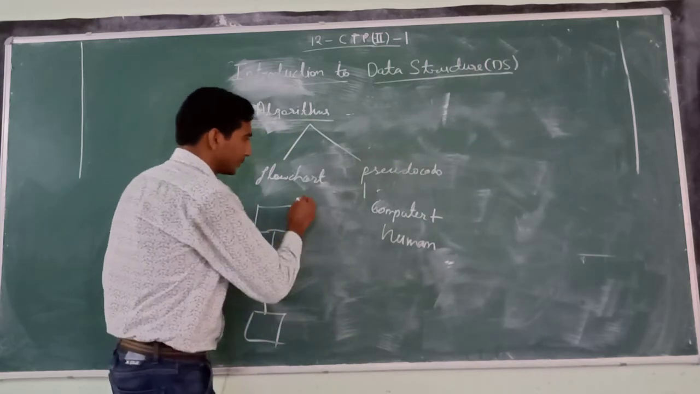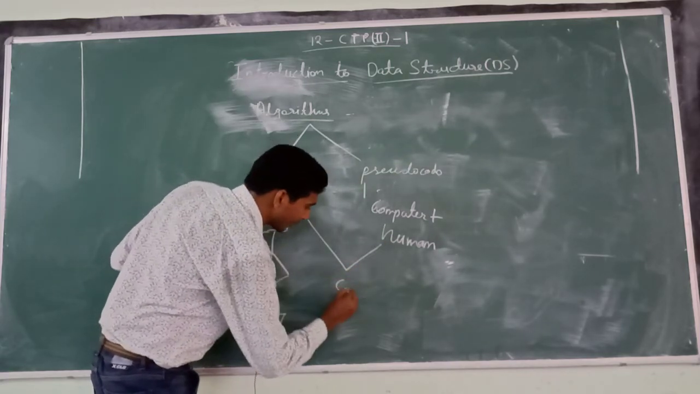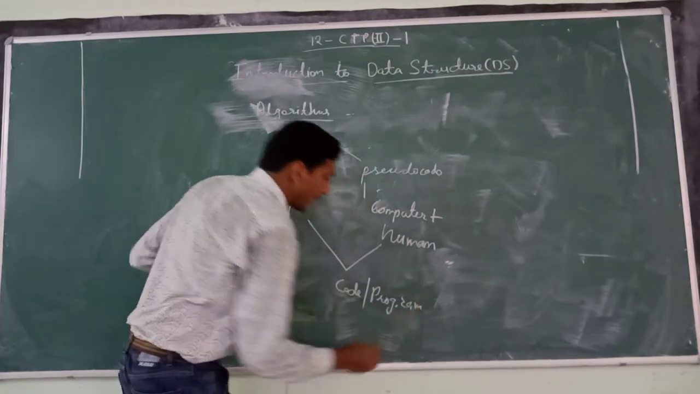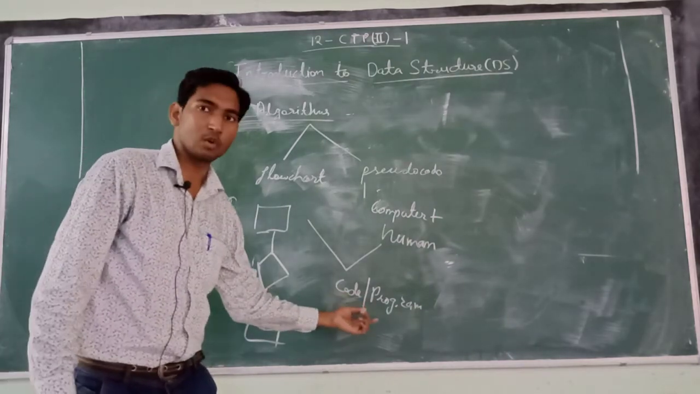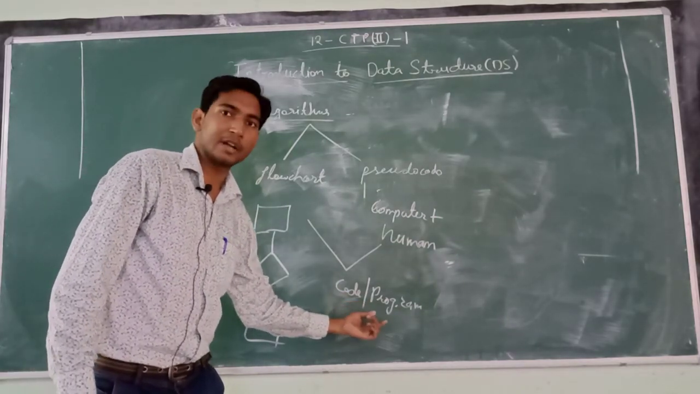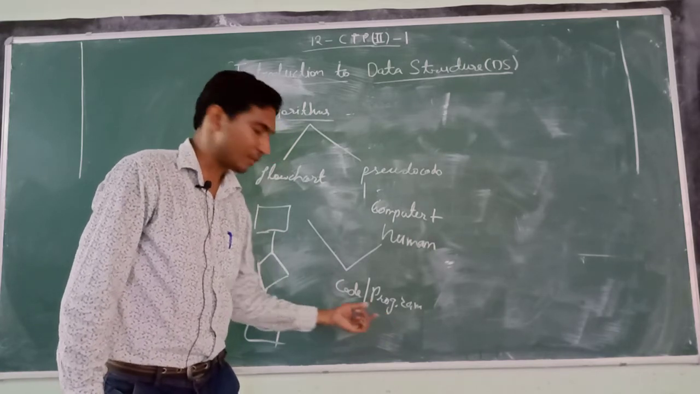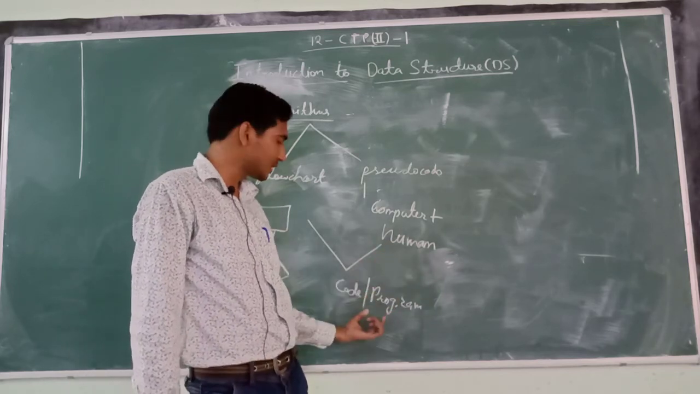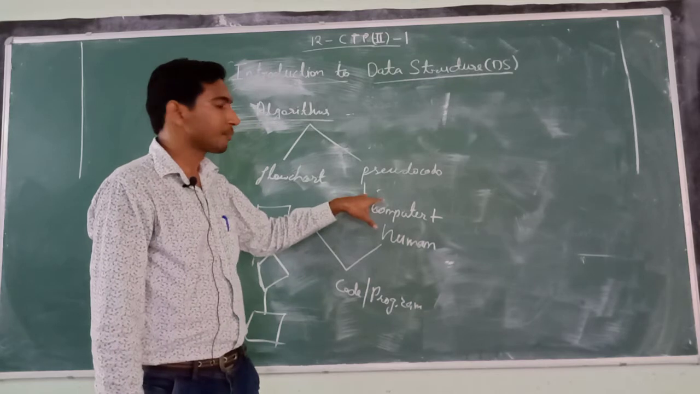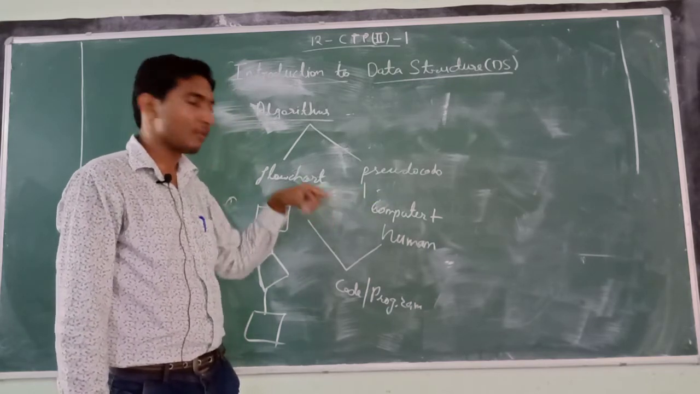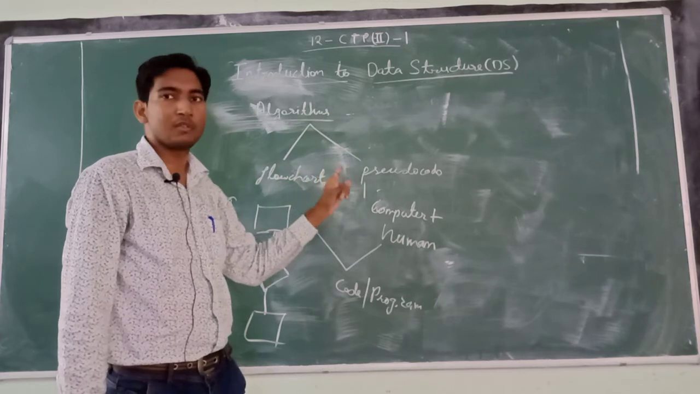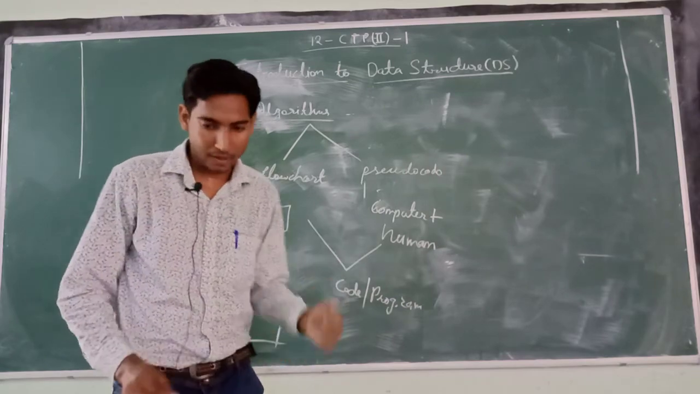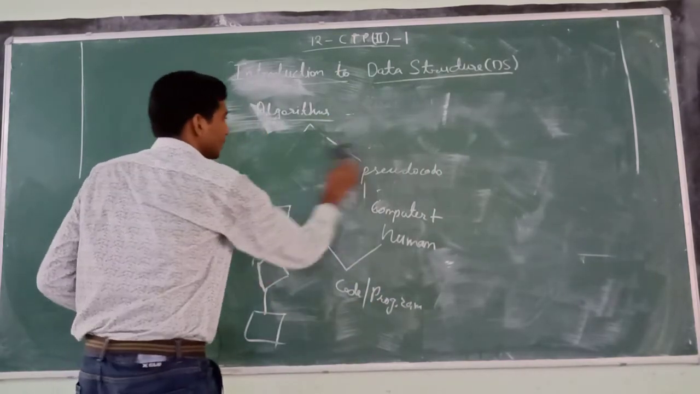By using these two, we make our actual code or program, and that will run. We can write different programs for different languages. In C it will be different, in C++ it will be different, in Java it will be different. As per the language, the code will differ. But pseudocode and flowchart will be independent of the language. Now we will discuss all about algorithms.